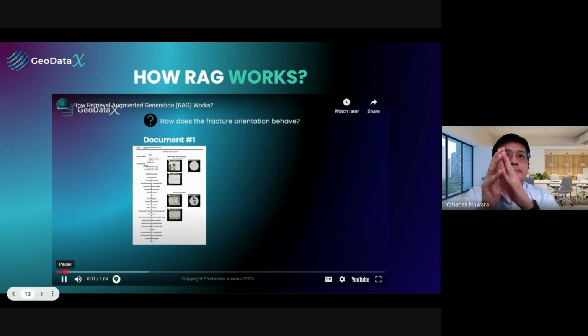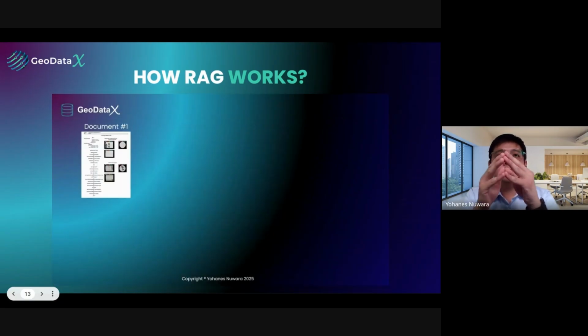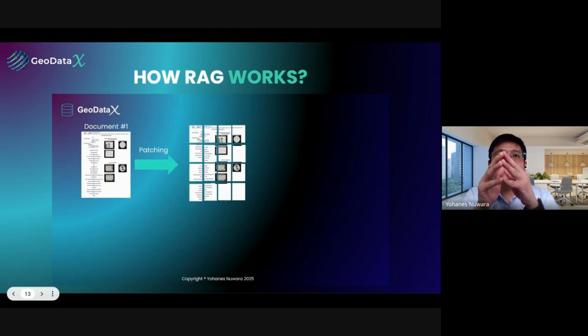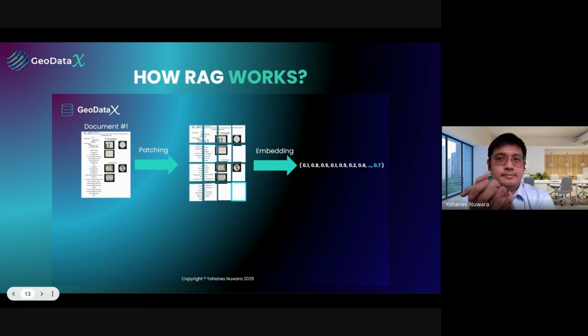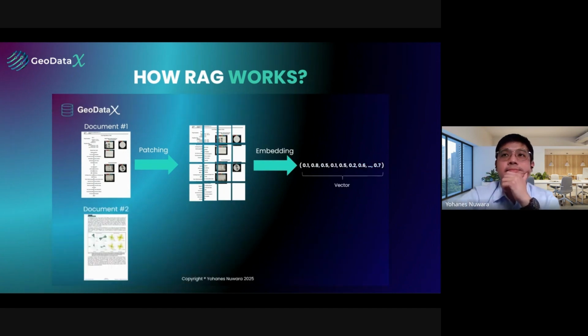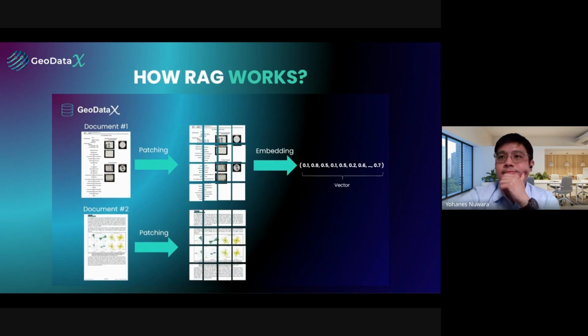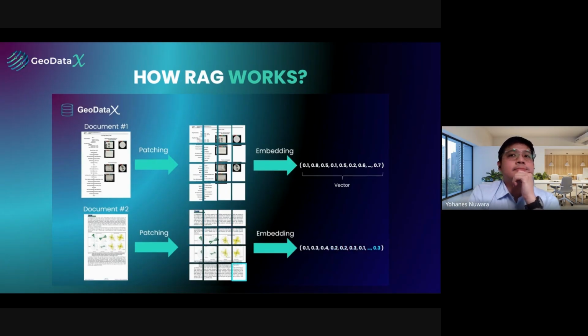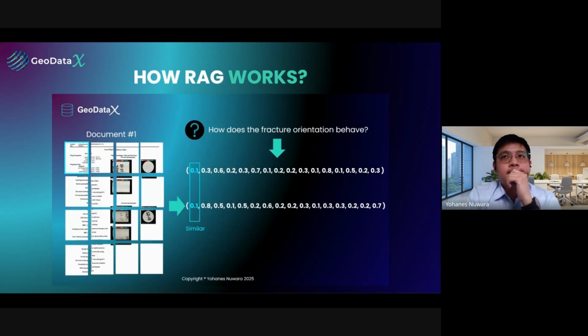We have a question and we want to know which document is relevant. First, each document will be divided into several patches, or small images. Every patch is represented by a number. Here we have 16 patches, so we have 16 numbers. This process continues to the second document. These numbers, altogether, make up a vector which is called document embedding. The question, how does the fracture orientation behave, is also converted into vector called query embedding.